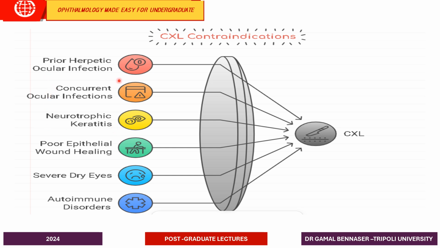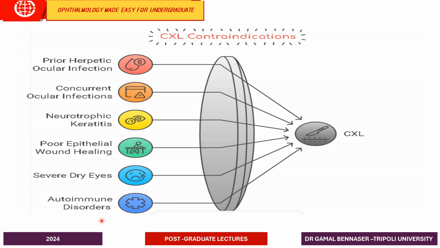Another thing is herpes. Herpes infection is a relative contraindication for cross-linking. There are some cases showing reactivation of herpes infection after cross-linking. The presence of neurotrophic keratitis is also a contraindication, because cross-linking might induce death and damage of the nerve fibers of the cornea, so there will be some element of neurotrophic keratitis. Another contraindication is the presence of any disease with poor epithelial healing, severe dry eye, or any autoimmune disease like rheumatoid arthritis, or any autoimmune disease of the cornea.